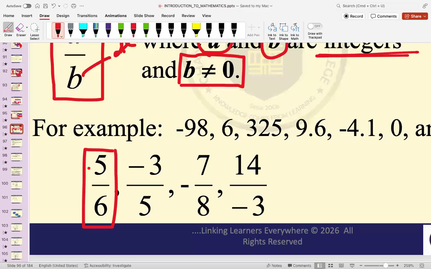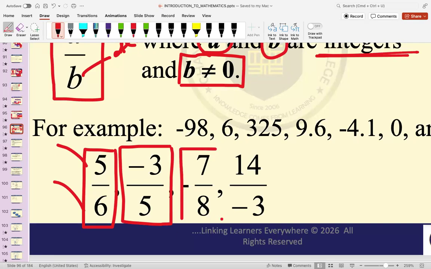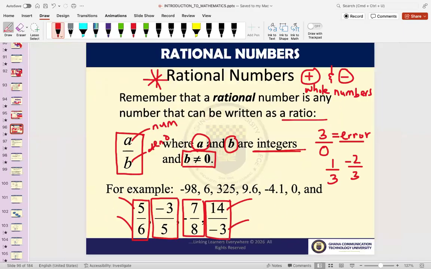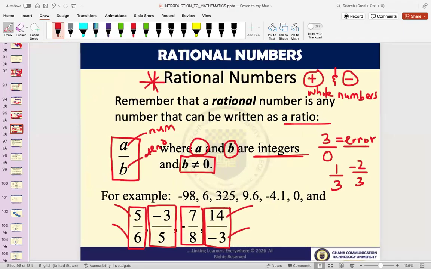5 over 6. 5 is an integer, 6 is an integer. Rational. Negative 3 divided by 5. Negative 3 is an integer, positive 5 is an integer. Negative 7 over 8. Integers. 14 divided by negative 3, rational, because 14 is an integer, negative 3 is an integer. So a rational number is any number that has the ratio of integers. It's any number that has the ratio of integers.